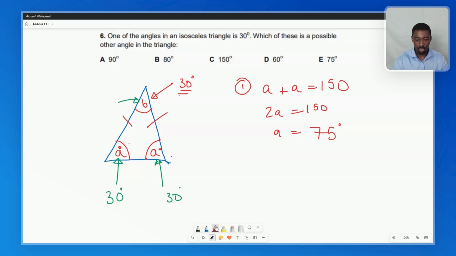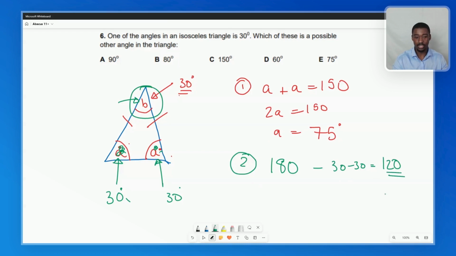And then what about scenario 2? So in scenario 2, we're saying that the 30 is one of our angles A. So this would be 30 and this would be 30. So these two add up to give us 60. And in that case, this angle here would have to be 120, right? Because we have the 180 minus the 30, minus 30, giving us 120. Telling us that this angle here, the remaining angle, has to be this 120.